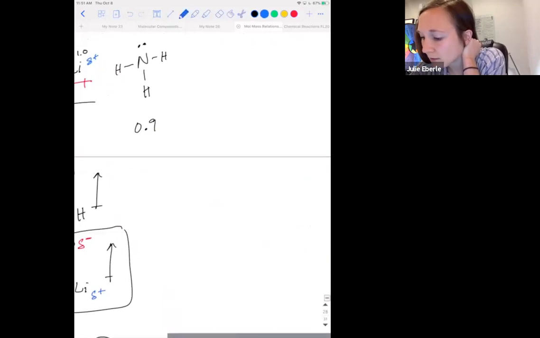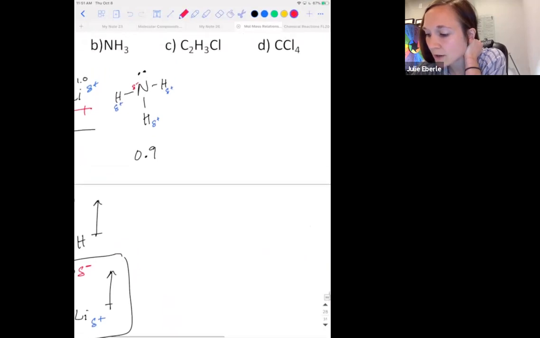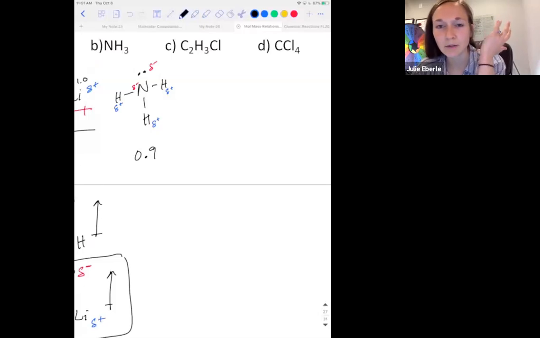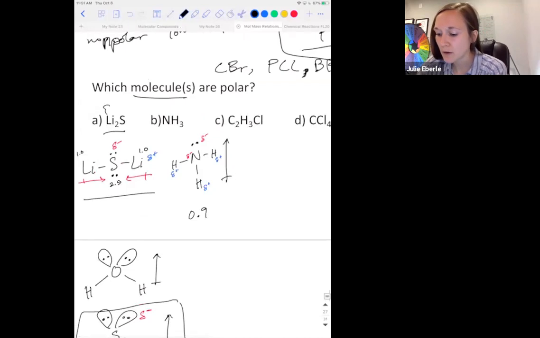We could draw in the partial positives on our hydrogens. And we could draw in the partial negative on the nitrogen. And we have this lone pair. Okay, this lone pair automatically is the electron-rich portion. So if we had to draw a dipole in, this is totally a polar molecule. There's no symmetry here, nothing cancels out. We've got polar bonds and we've got lone pairs. We can draw a dipole in like that. So both of these so far are polar molecules.